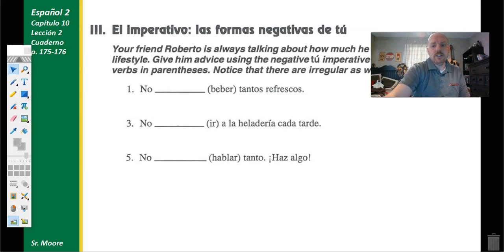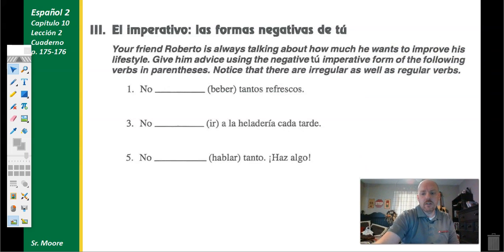Actividad 3, the next section, and the last part of our homework. These are the negative forms of tú. Now remember, for the tú form of the imperative, the affirmative command, do something, and the negative command, don't do something, are formed differently. With our ustedes form, it really was just a matter of putting a no at the beginning to make the negative command.